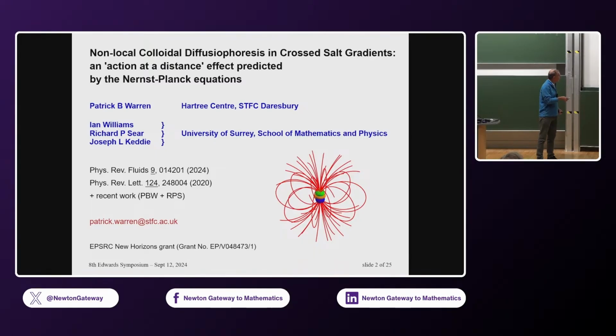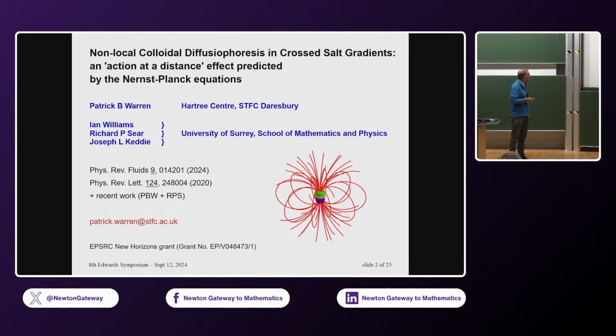And I've sort of illustrated this down here. So if you have, say, a sodium chloride source in green and a different salt here, they're spreading out by diffusion and the gradients overlap in the orange region. That generates the ion current shown in red. And I'll try and convince you that this is the case.